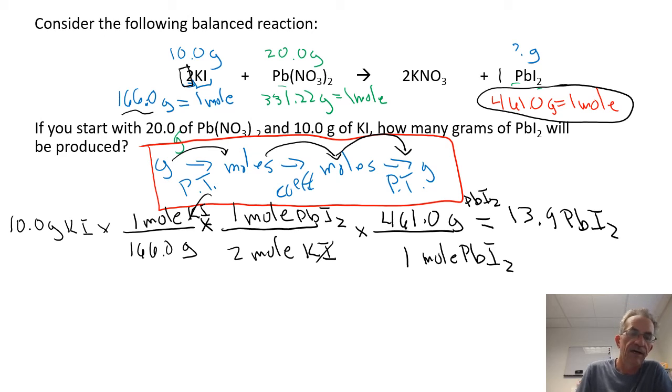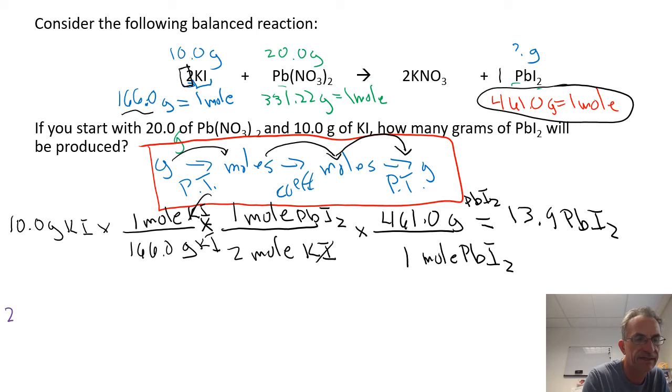Okay. All right. So with that, let's go ahead and get on to our second one. So for our second one, we're going to do the same thing. Could have written KI here as well, just to make it a little clearer. All right, so I'm going to do it all again, but starting off with the 20 grams of lead nitrate. So we'll go through the same steps: grams to moles, moles to moles, moles back to grams. But this time I'm starting off with the lead nitrate, right? We've got to do the work twice.